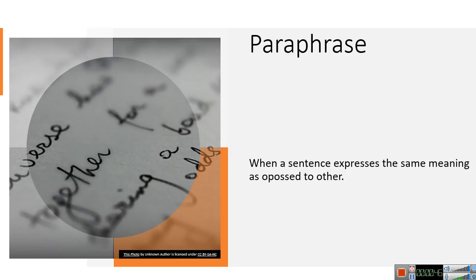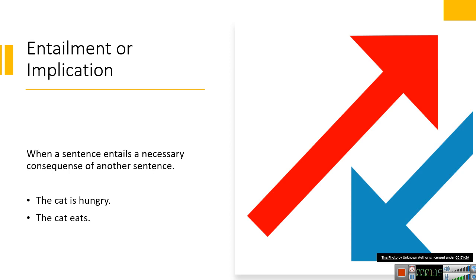So we have a couple of semantic relations. There are 11. Now let's start with paraphrase. Paraphrase is when a sentence expresses the same meaning as another. Let's say, I had lunch and I ate my meal. Those express the same idea. That is paraphrasing.